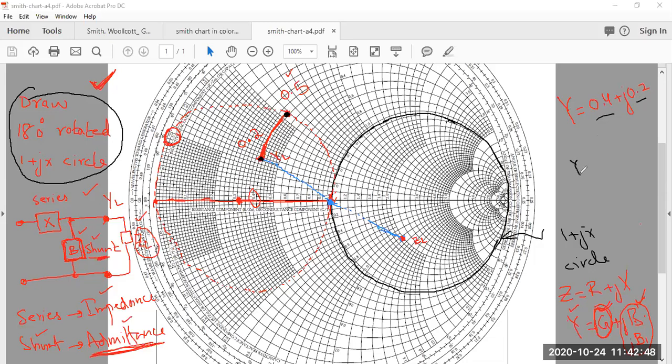But when I move from this point to this point, what is the value now? Let me call it YL dash. What is the new value of this point? It is 0.4 plus j 0.5. So how much has the imaginary value changed? It has changed from plus 0.2 to plus 0.5.